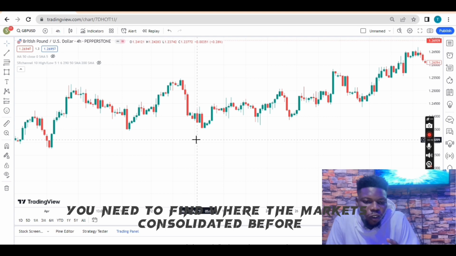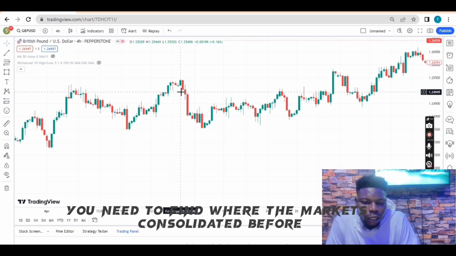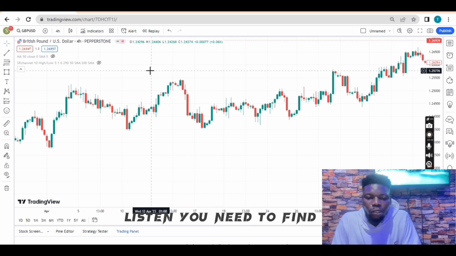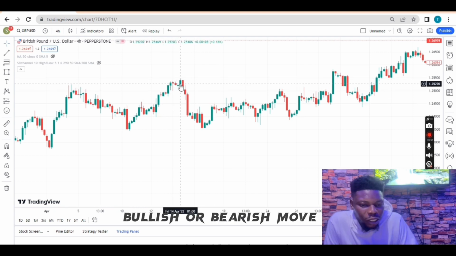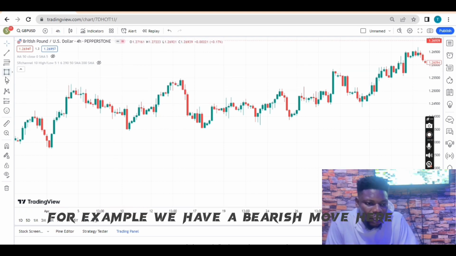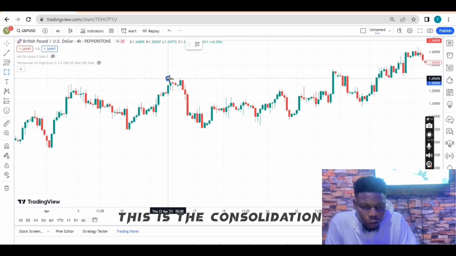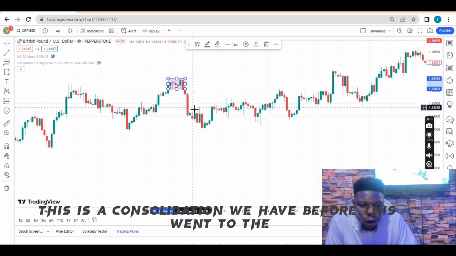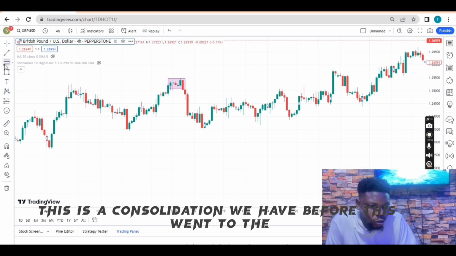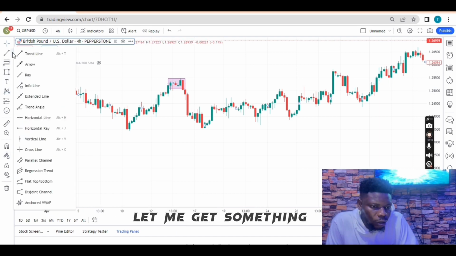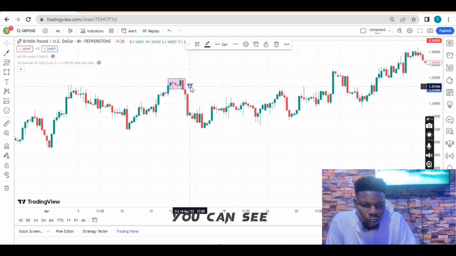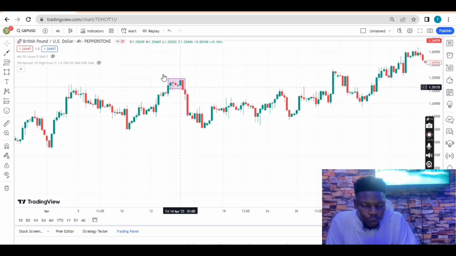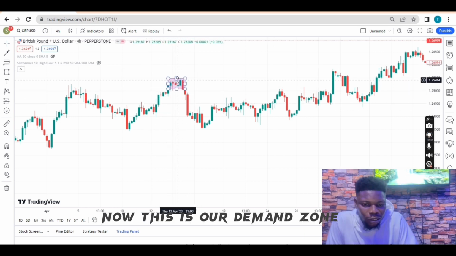First, you need to find where the market consolidated before a strong bullish or bearish move. For example, we had a bearish move here. This is the consolidation we have before this went to the downside. Let me show you before it went to the downside. You can see. So now this is our demand zone.